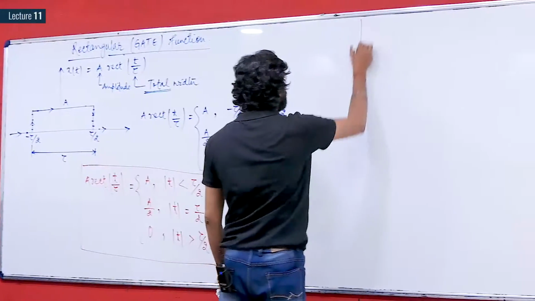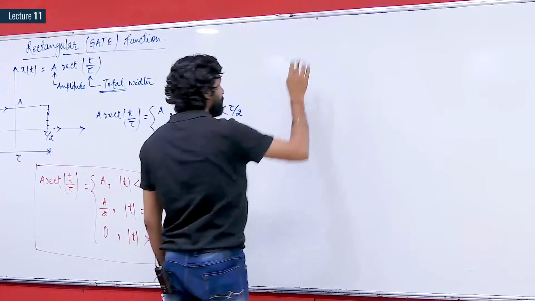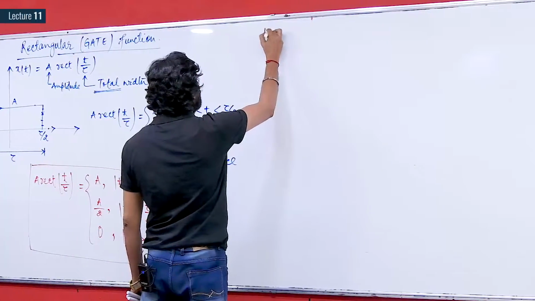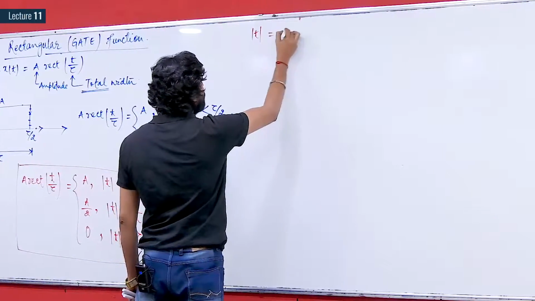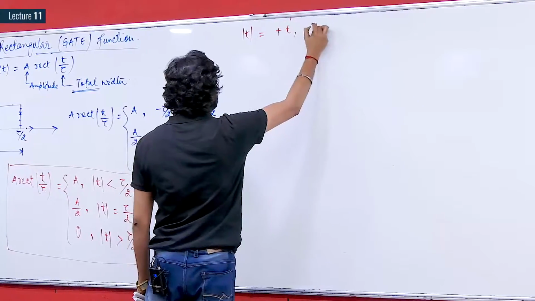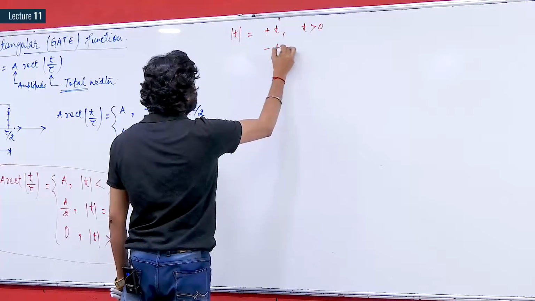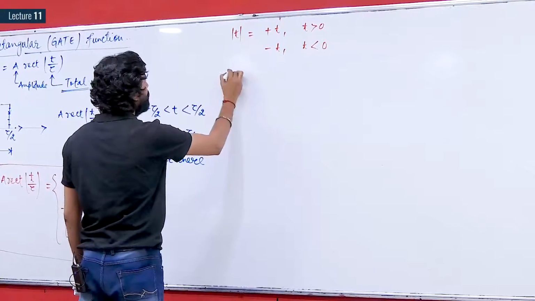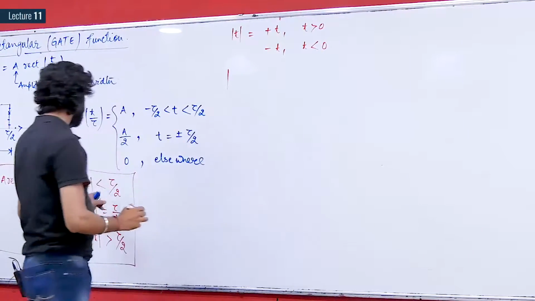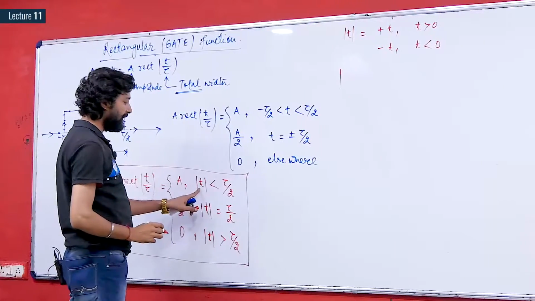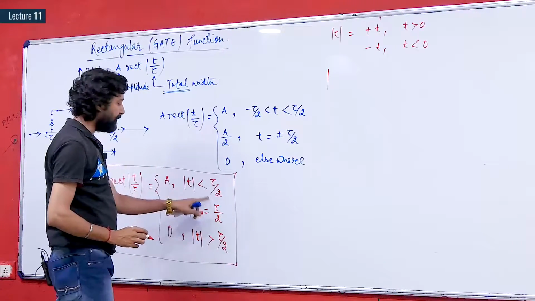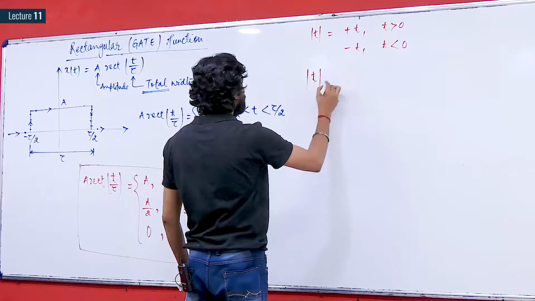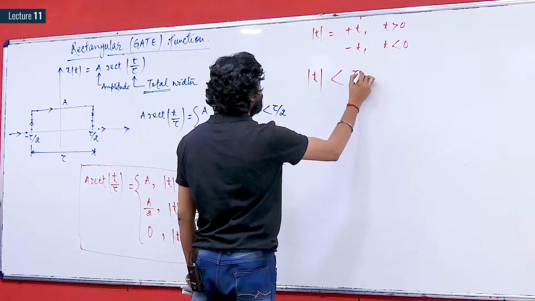If you plot the graph, either you can take the graph or use the definition, as you have said: mod of t is going to be plus t for t greater than 0, and it will be minus t for t less than 0. So if you have written mod of t less than tau by 2, then by this definition there will be two conclusions.